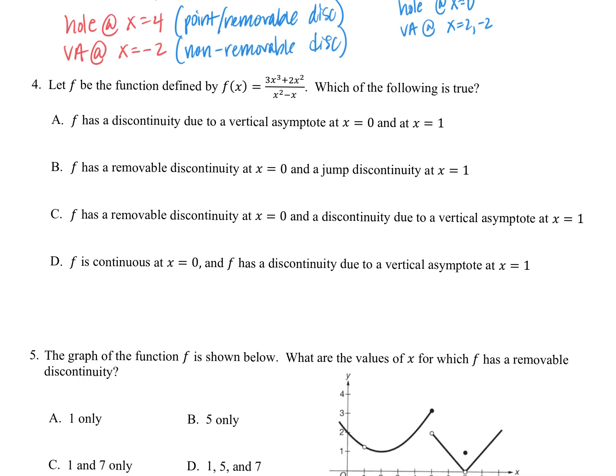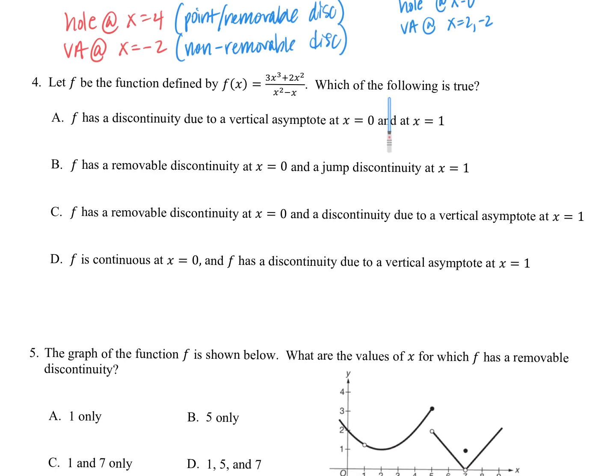Okay, you guys. This is from AP Classroom. It says, which of the following is true? Do we have vertical asymptotes? Do we have a jump discontinuity? Do we have a removable discontinuity? Okay, so we have to figure out what's going on up here.